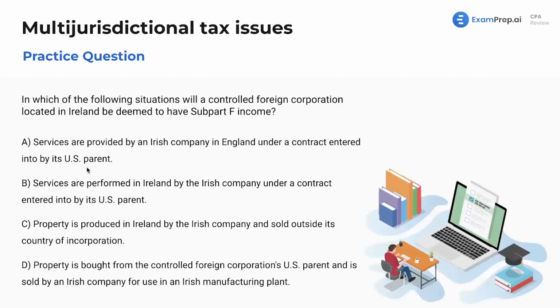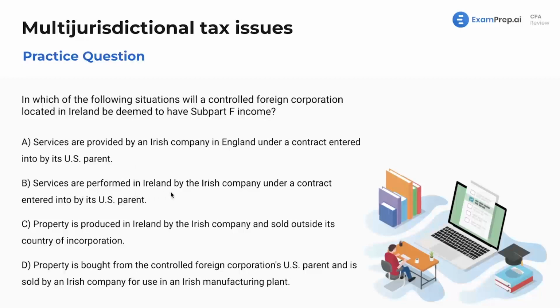I'll give you a second to think about it. Well, in this case, let's just think about what subpart F income is dealing with. Well, that generally is derived from the activities of a controlled foreign corporation that generates income from outside its country of incorporation. In this case, the Irish company is providing services in England under a contract entered into by its U.S. parent. So these services are being performed outside its country of incorporation, and this would result in subpart F income. As simple as that, right? Is that simple? I don't think so. But yeah, that's what we'd be looking at. But let's read through the others.